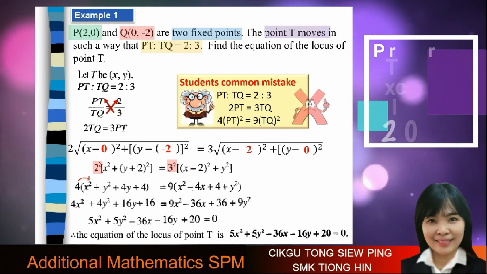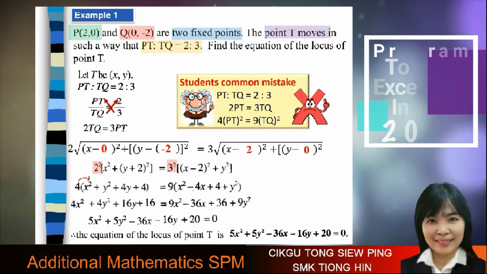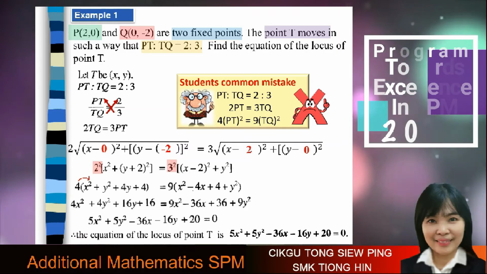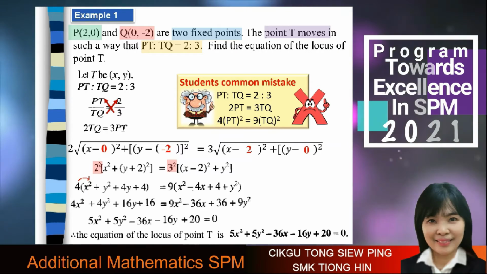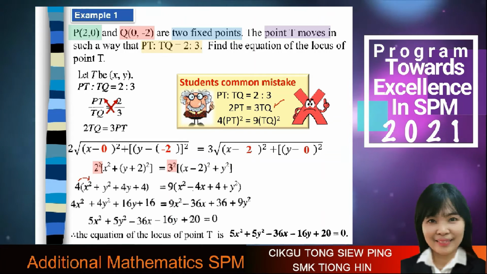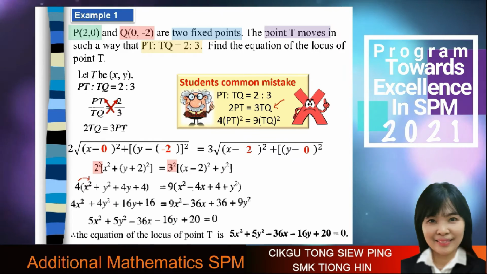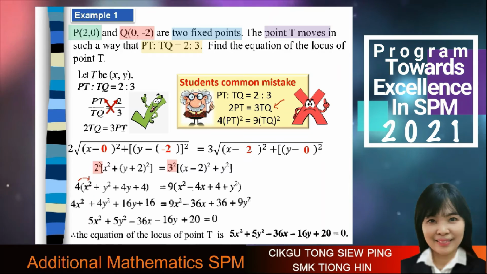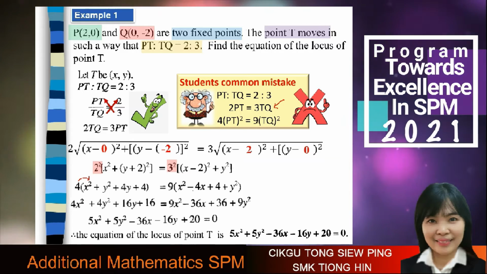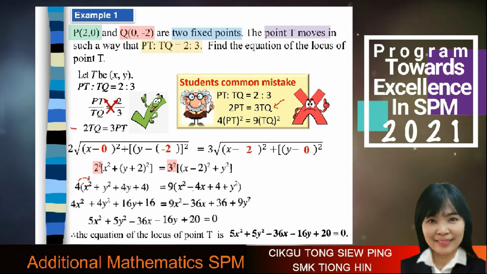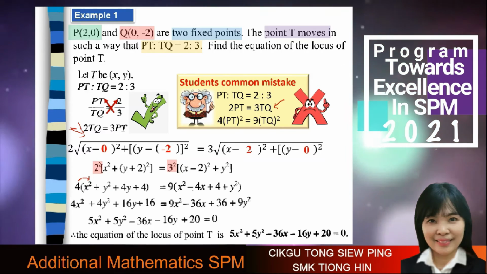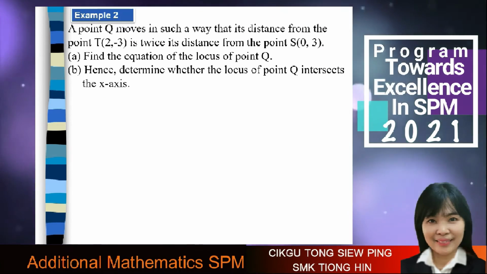Now let us look at some student common mistakes. When given the ratio, students always make mistakes in this step. The correct way should be this. You have to cross multiply this and get the correct step here. Let's look at example 2.